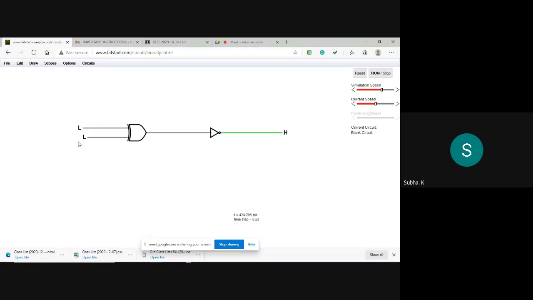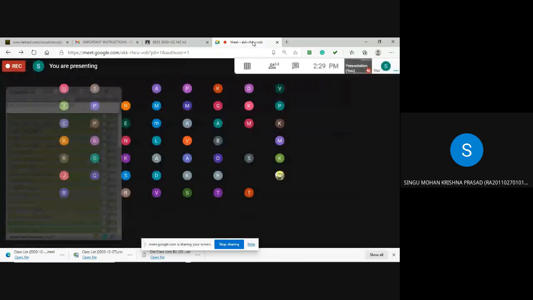So first thing is 0, 0. The output is high. That means 1, 1, 1, 0, 0, 1 I have to get. Let me see. 0, 1 I am keeping. So 0. Other way 0. Then both are high means 1. Okay. So XNOR gate is verified or not this way? Are people there or not? Yes, ma'am. Verified. Okay, so you understood how to verify all the gates, huh?